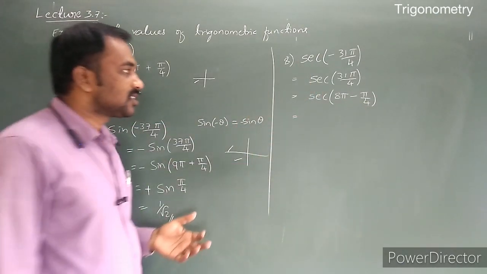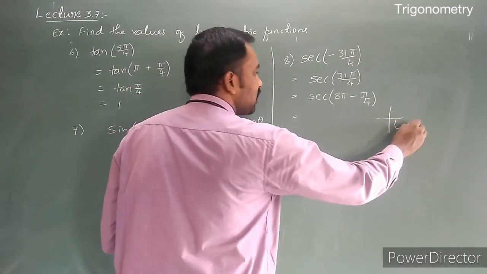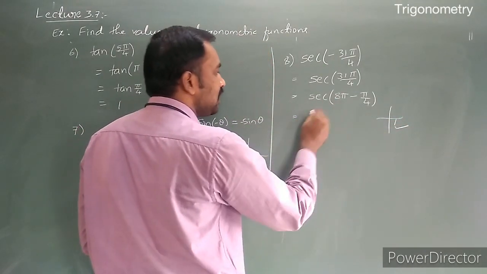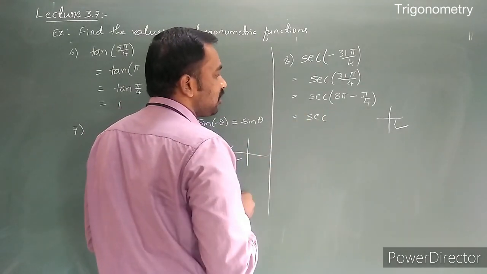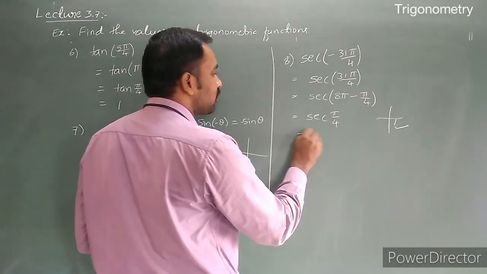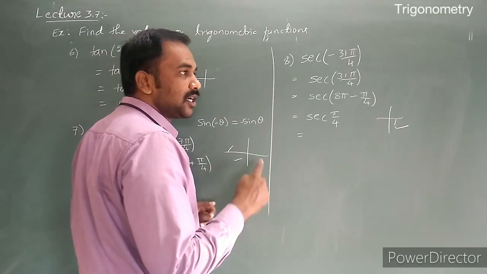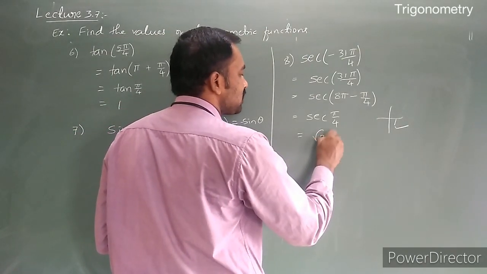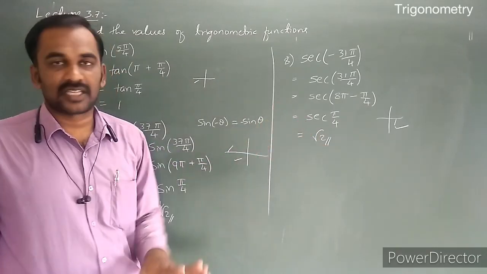360 minus, which quadrant? Fourth quadrant. In the fourth quadrant sec is positive, and sec remains sec because of the 360 form. So sec of minus theta is nothing but sec of pi by 4, which is sec of 45. Cos 45 is how much? 1 by root 2. Sec 45 is how much? Just root 2, because the reciprocal of cos is sec.